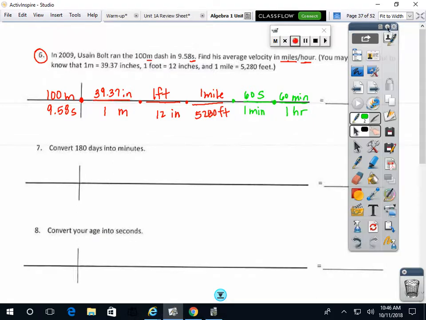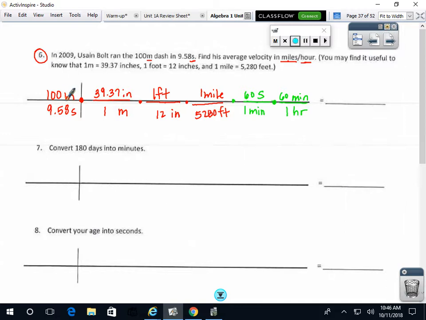Now I'm going to cross out all the ones that will be meters over meters, inches over inches, feet over feet, leaving just miles that wouldn't be crossed out there. And then seconds with seconds, minutes with minutes, leaving just hours that wasn't crossed out. And that makes sense that miles and hours were not crossed out because that's what they want the answer to be in. Now I just multiply all the numerators.